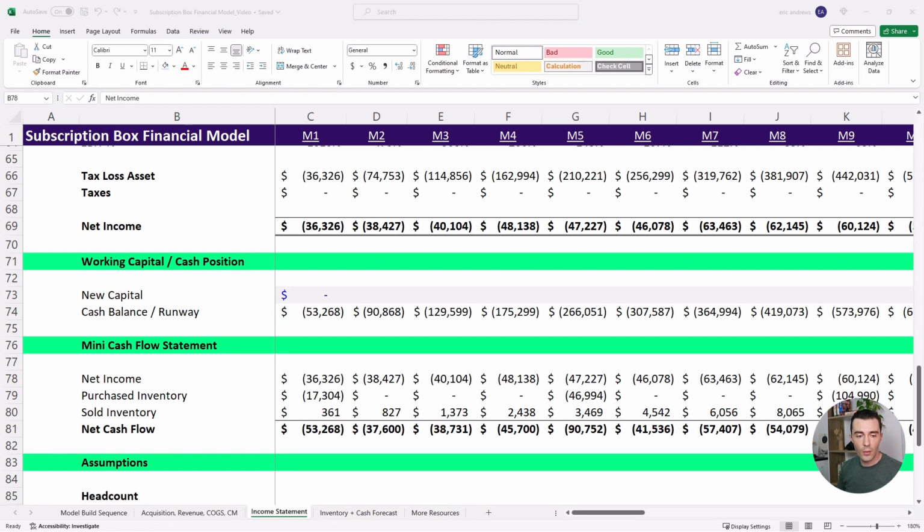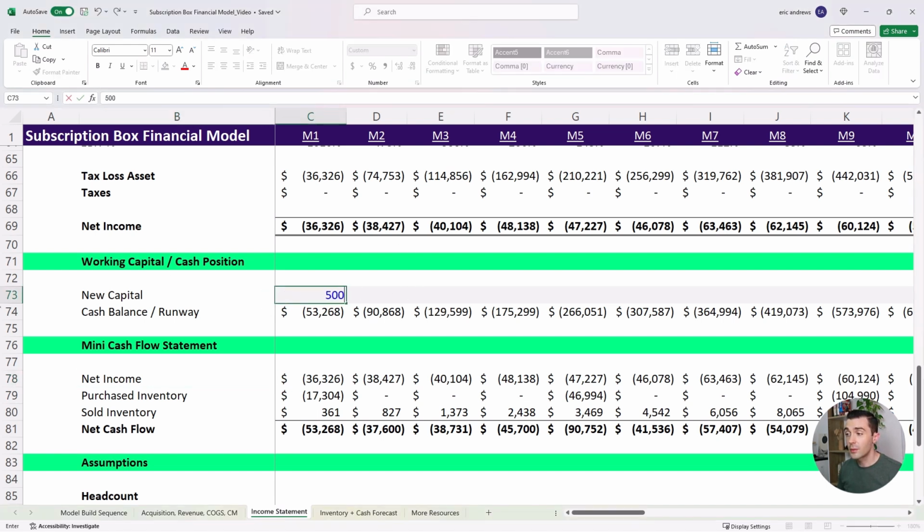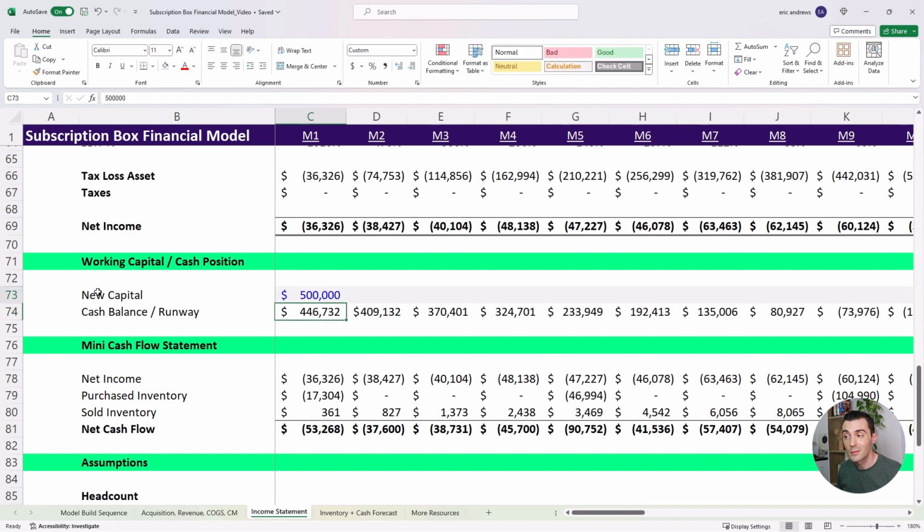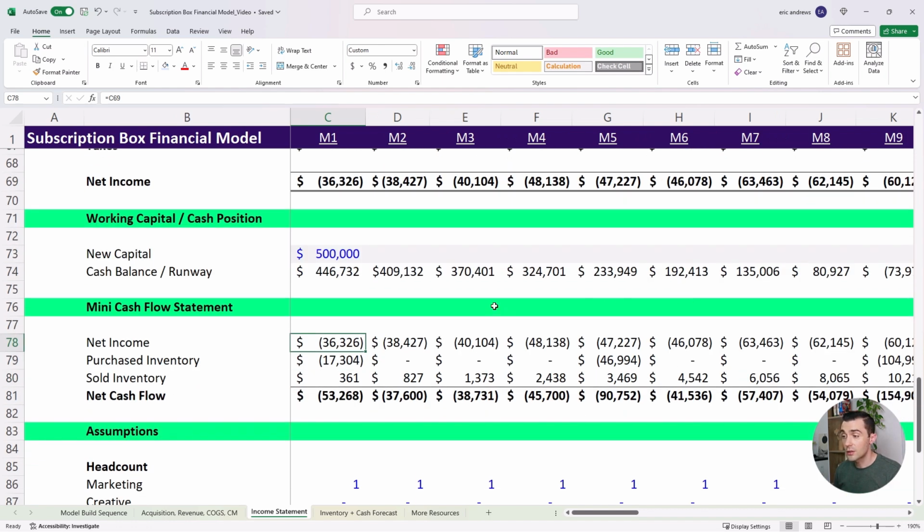So here's how it works. First off, I'm going to say that we raised $500,000 to start this company. So we basically start with $500K. The cash flow statement starts with net income. So you pull in your net income and you say, okay, we lost $36,000 of net income.